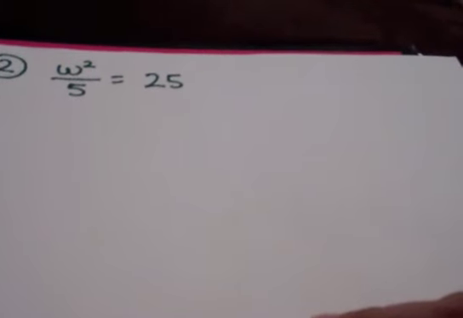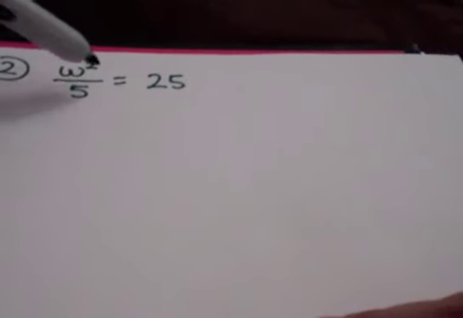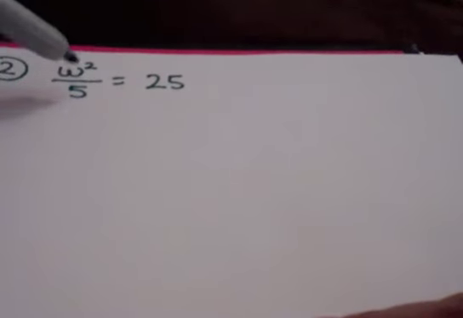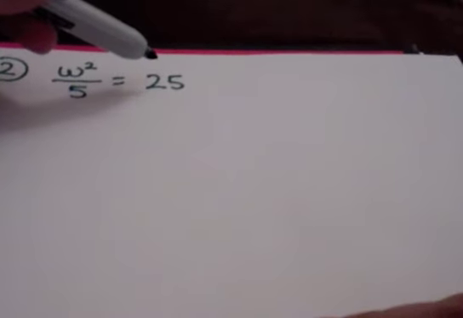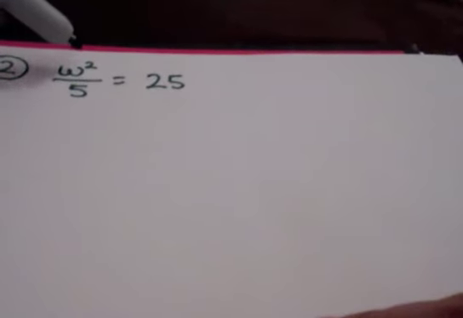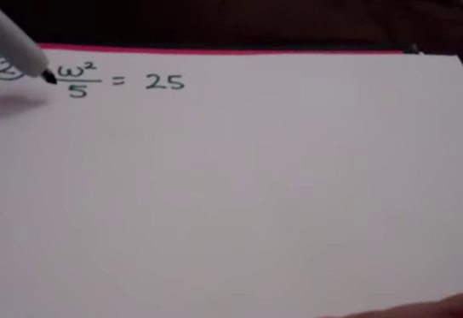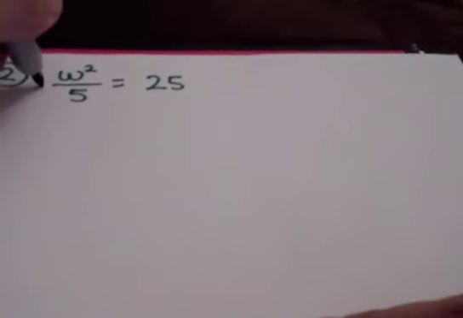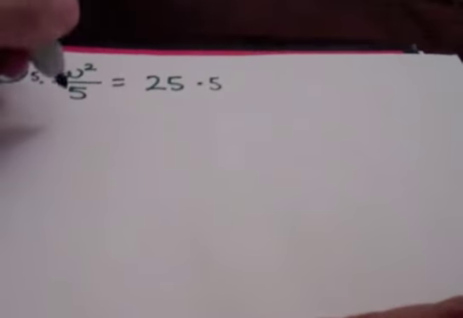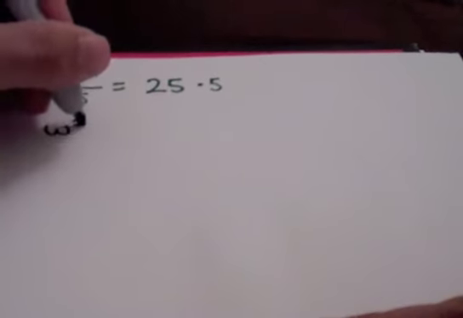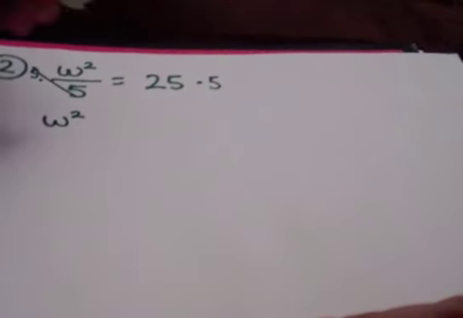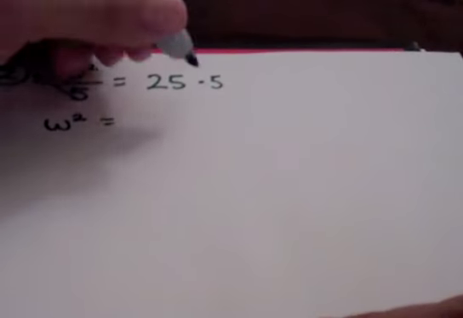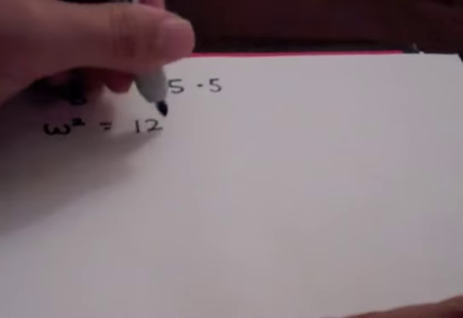Alright, so the next problem we're going to look at is w squared over 5, so divided by 5, equals 25. So we're going to start by trying to isolate our squared term. Since we're dividing by 5 here, to get rid of it, we'll multiply by 5. Multiply this side by 5 and multiply this side by 5. So we'll be left with w squared here, because these will cancel, equals 25 times 5, which is going to be 125.